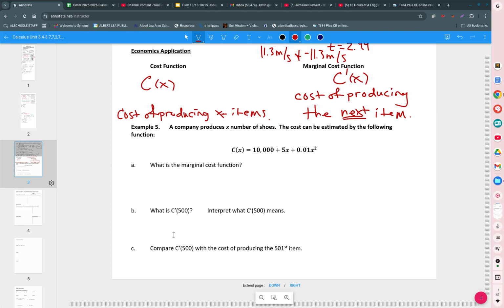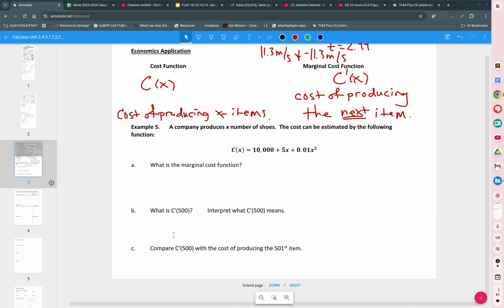Okay, so Gilly said the cost of making the first cake is going to be more than the cost of making the 10th cake, right? Mm-hmm. So if we found C prime of 10, that would give us the approximate cost of making the 11th one. And that's what it would tell us. And that's good for a business to know, right? It can tell us about efficiency and everything else.